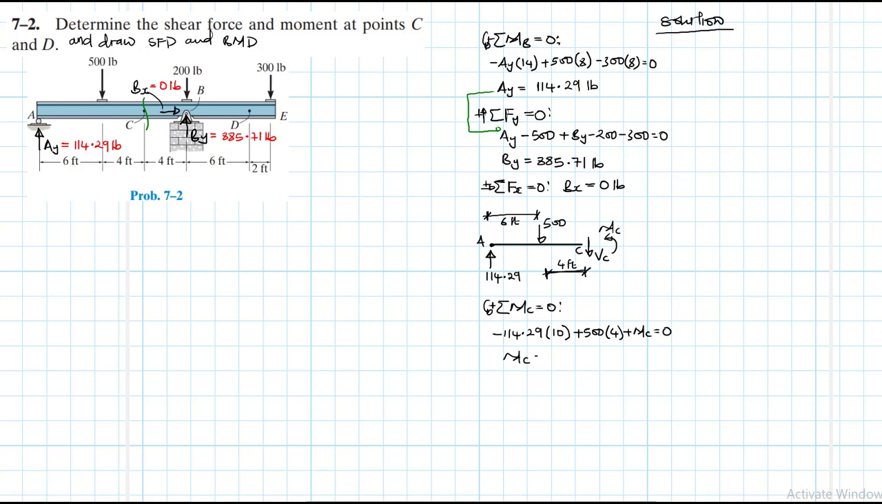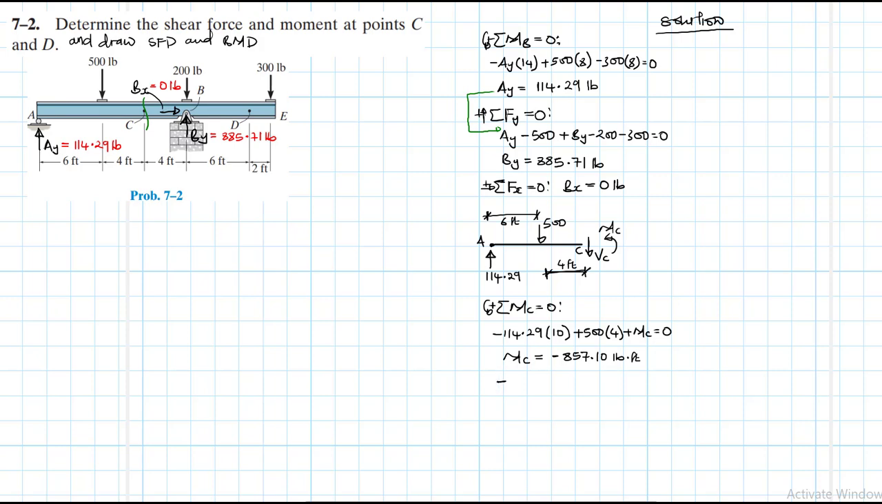And therefore, our MC is just going to be equal to minus 114.29 times 10 plus 500 by 4. So this gives us MC equal to minus 857.10 pounds feet.